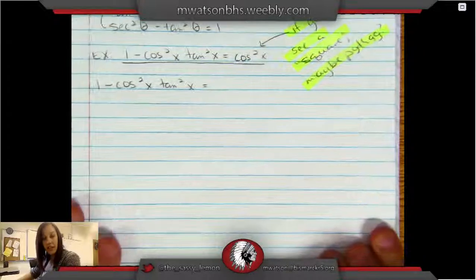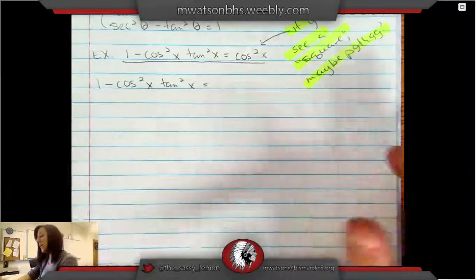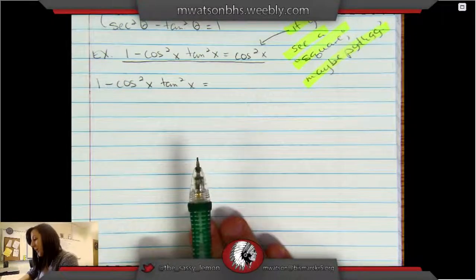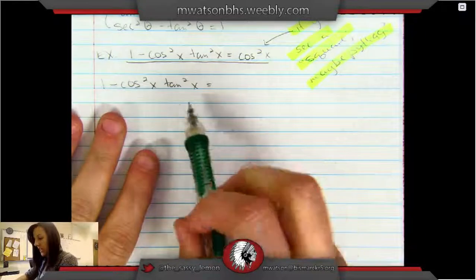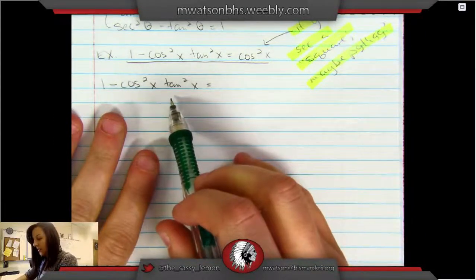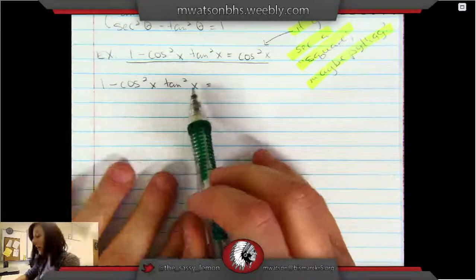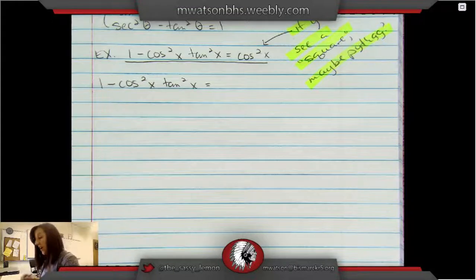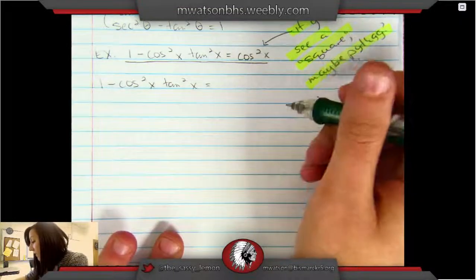So now we need to go down here and analyze this. And I'm going to be honest, I haven't even worked out this problem, okay? So I'm looking at it with fresh eyes just like you. And what I see here is I could try to maybe change my tangent squared x into some sines and cosines. That's where I'm going to start. So let's go ahead and do that.